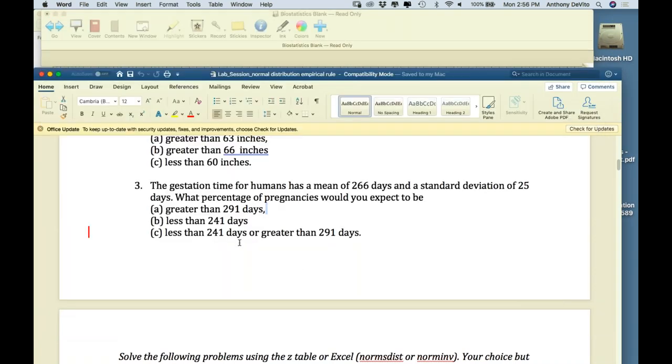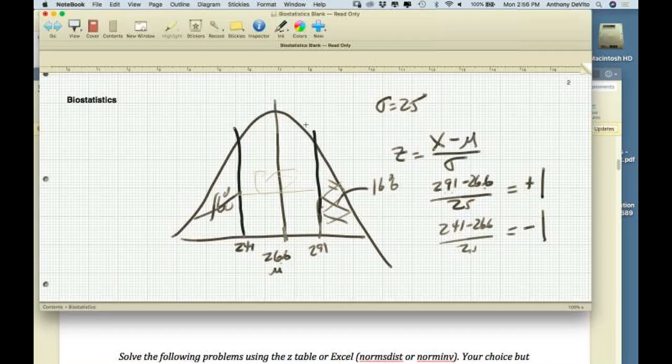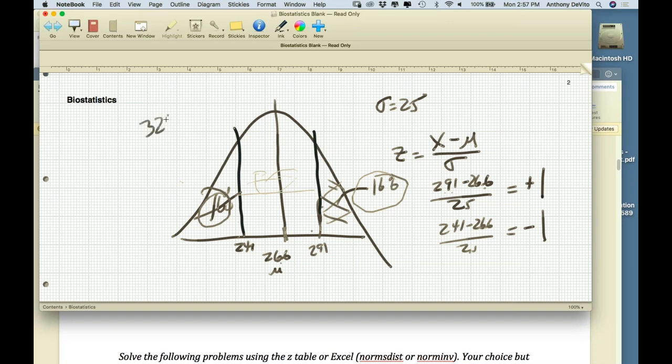Okay, so how about less than 241 days or greater than 291 days? Everything that's outside of this 241 and 291, in other words, the 16% down here and the 16% up here, qualifies as less than 241 or greater than 291. So that probability is how much? 32%. Again, these are round numbers. They're not exact, because we're using the empirical rule, which is an estimate. Even if it's a perfectly normal distribution, it's still an estimate.